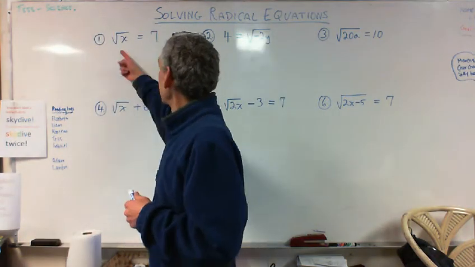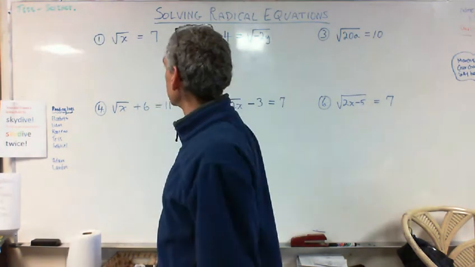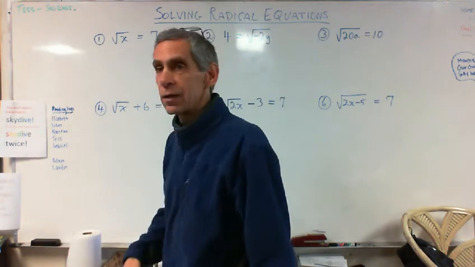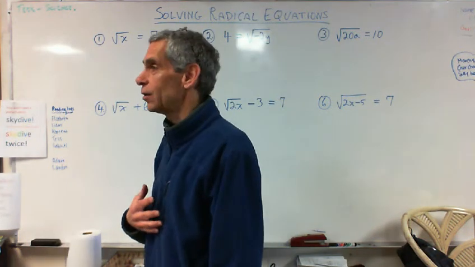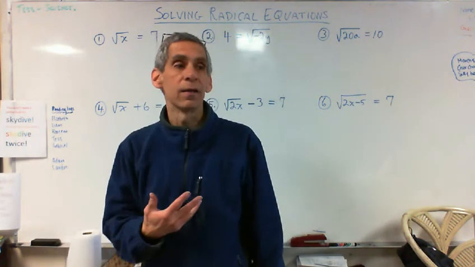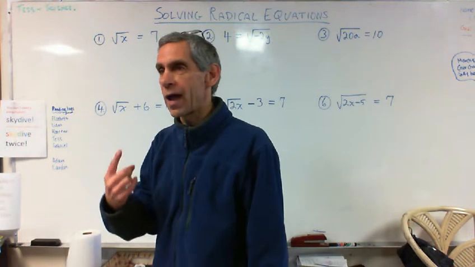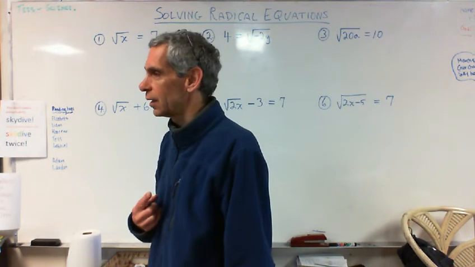But as we look at this, we think, well, I don't know, the square root of x is equal to 7. How can you get rid of the square root of x? How can you get rid of the square root sign? That's the big question.